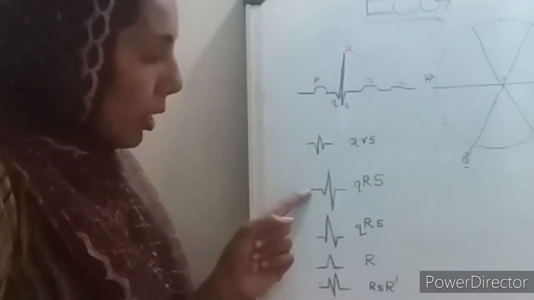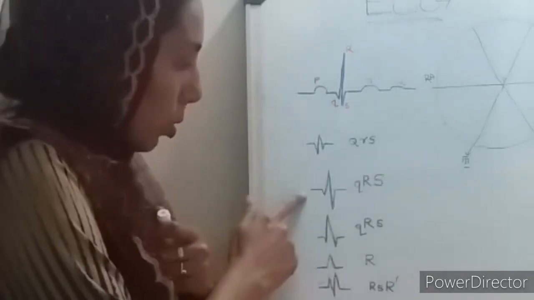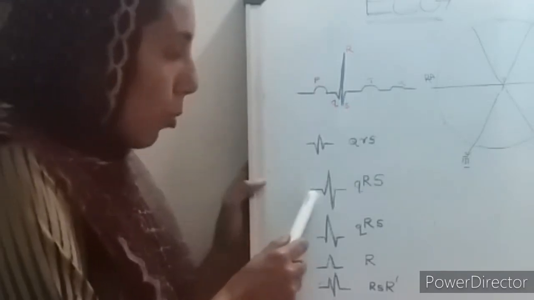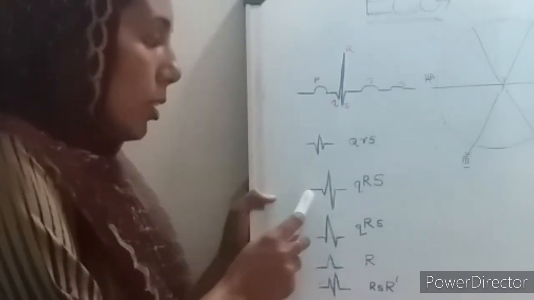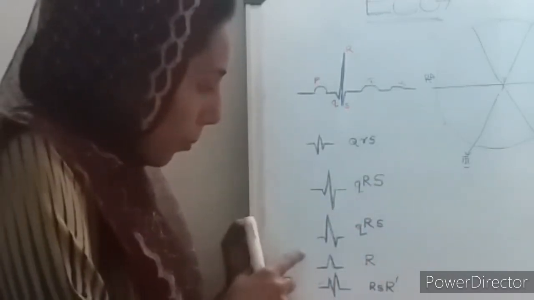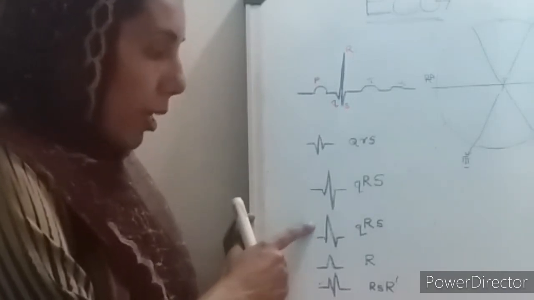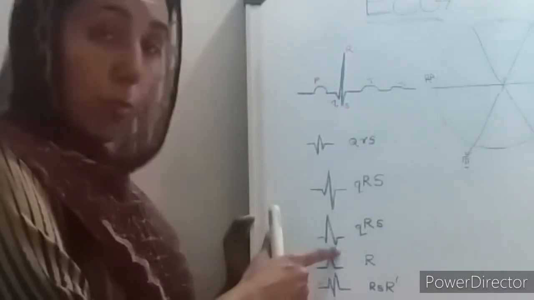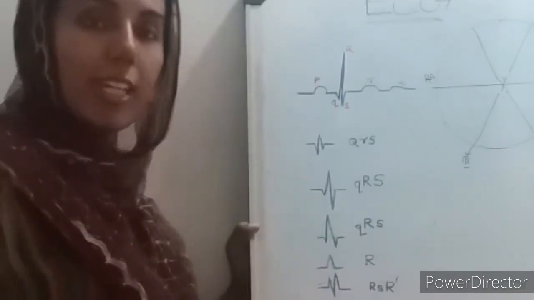Coming to the interpretation out here, what can it be? It can be a small q, tall r and an s, capital S. So it is small q, capital R and capital S I have put. Then what is this? It is a very small q, capital R and then small letter s. And this one has only a positive deflection, so that is an R wave.